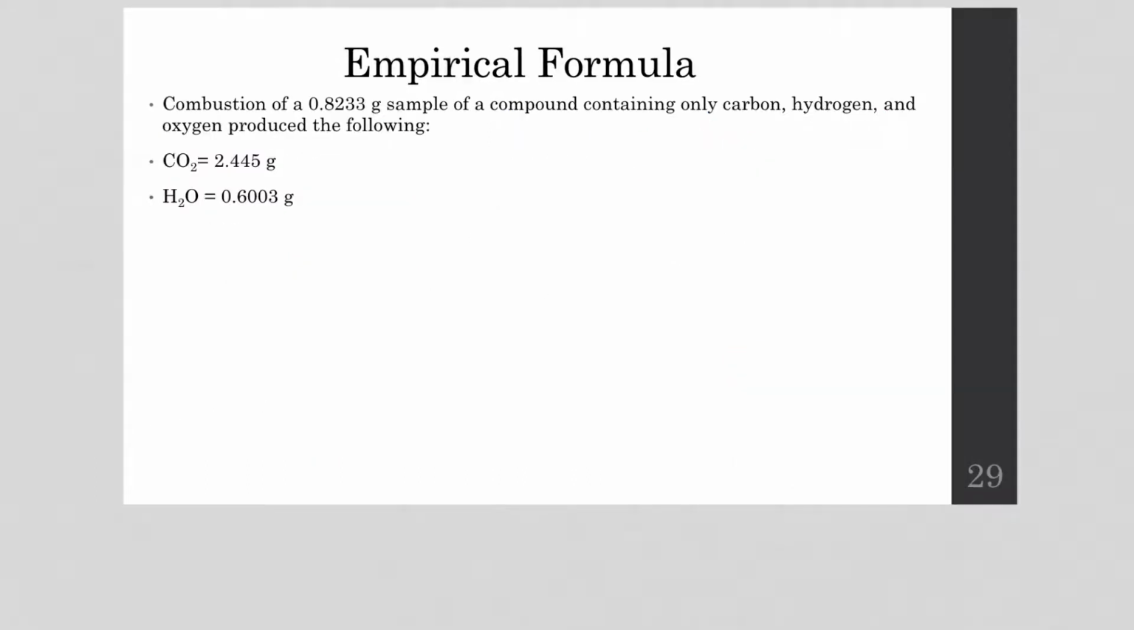Okay. In our second example, we're starting off with a little bit different data. So if we look at this problem, it says we had the combustion of 0.8233 grams, a sample of a compound that contained only carbon, hydrogen, and oxygen. Produced the following: 2.445 grams of carbon dioxide and 0.6003 grams of water.